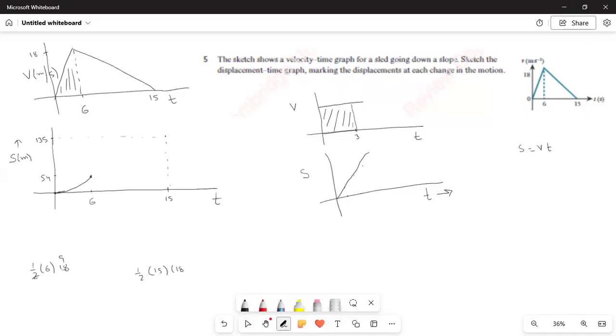But from 6 to 15 seconds, the speed is reducing. So the object was decelerating. So distance is increasing, but the amount of increase is less and less. So from 6 to 15, the shape is something like this. When we are close to 15, the distance is increasing, but only a little bit. In the beginning, it was increasing fast. So this is how we make the distance time graph from the velocity time graph.